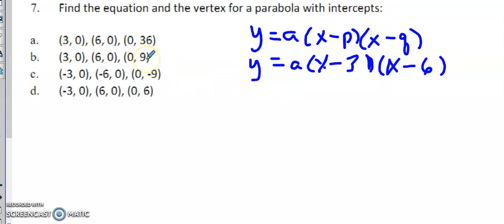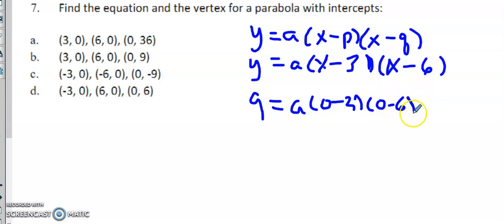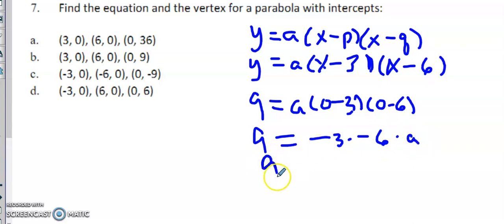And then we're told that the y-intercept is 0, 9. So that means I'm going to find a value in this problem. We're going to replace y with 9. And like the last problem, we're going to replace the x with 0. So we end up with 9 is equal to, this is negative 3, this is negative 6, times a. So 9 is equal to 18a.